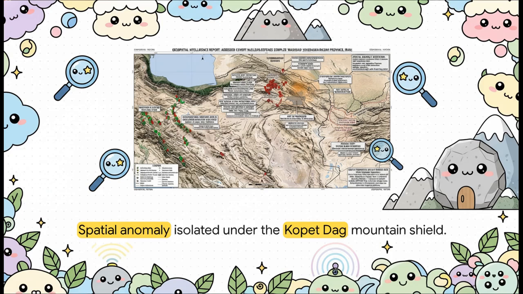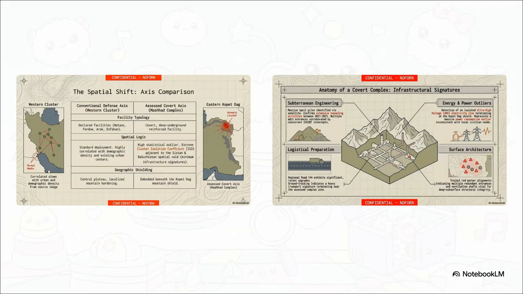This is a facility purposely buried out of sight and deeply embedded into the region's raw geography. What's really striking is when you compare this location's spatial shift logic to standard deployments. Conventional defense axes usually correlate directly with demographic density, where the people are. But this Mosh-Chud complex is an extreme outlier, positioned near a spatial void with minimum infrastructure.